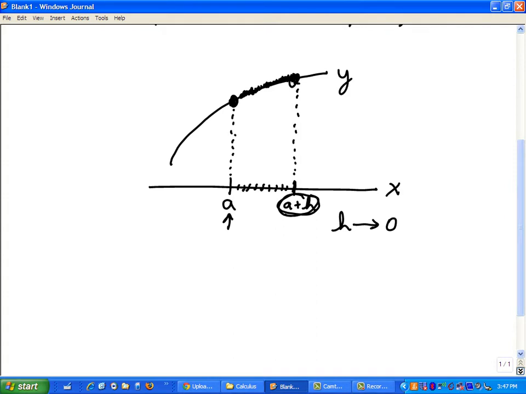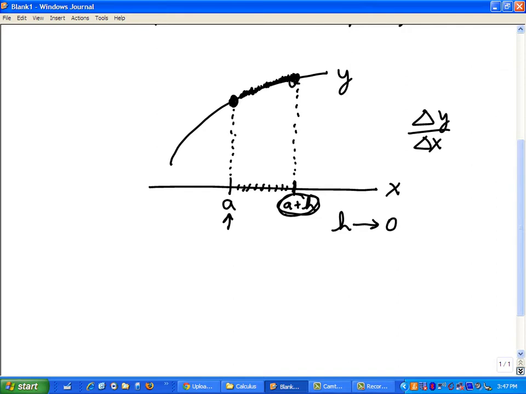Right? But that's not all. At the same time, each of the delta y over delta x quantities that's being computed would change its value also. Each of the average rates of change would change its value.